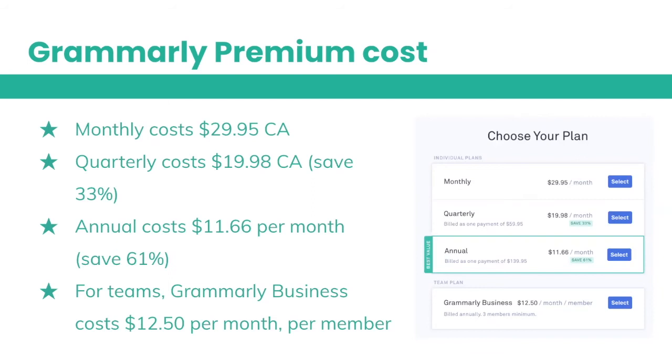Then there's also the option for teams, which is more for business, which costs $12.50 per month per member. This screenshot to the right outlines all the different plans available, and it tells you how much you save. You can go to this site, which I will also direct you to, and then you can update your account to whichever one suits you best.